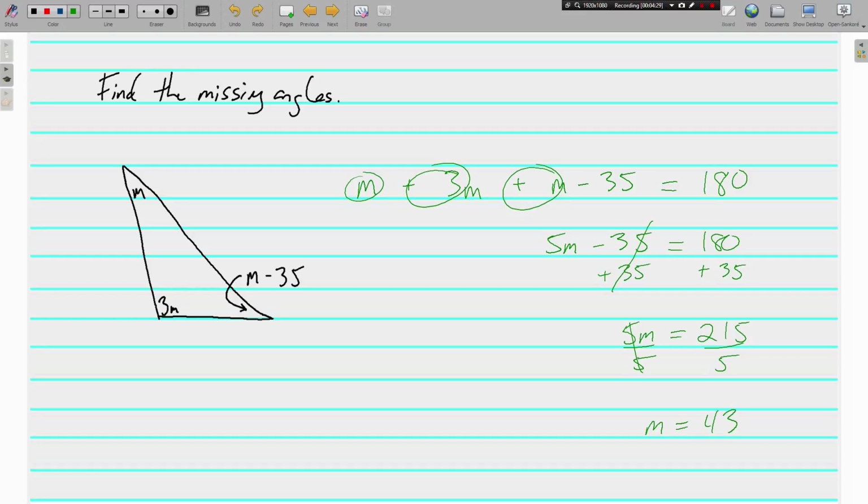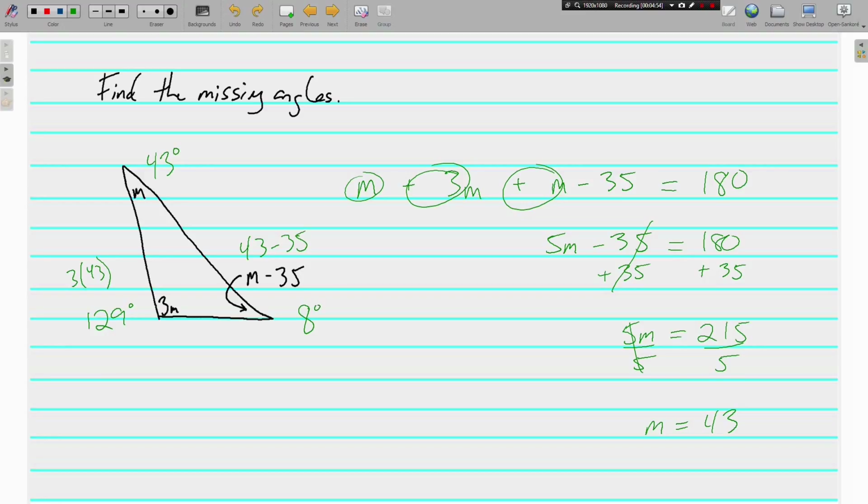But we need the missing angles, not just m. That one's easy, 43 degrees. 3 times 43 is 129 degrees. And then 43 minus 35 is 8 degrees.